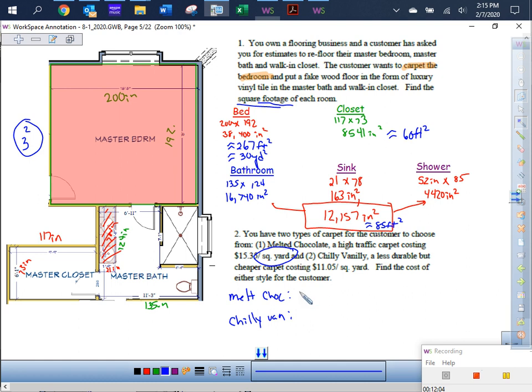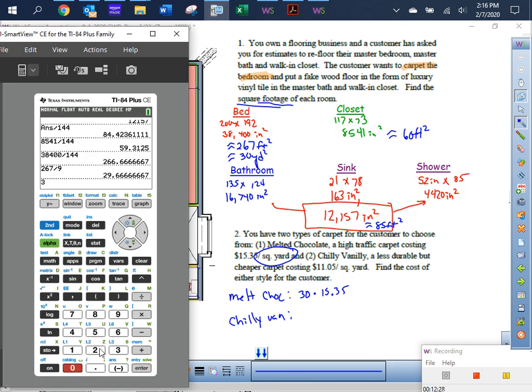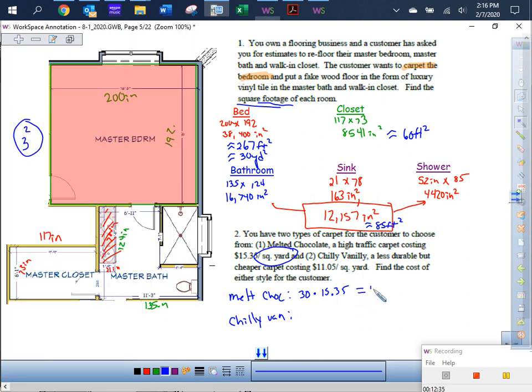And I'll show a little bit of work for melted chocolate. We got 30 square yards that they'd have to order. And we'll take that times the 15.35. We'll punch that in. See how much that's going to cost them. 30 times 15.35. I should mention that we need to show all this work. Like, just having a bunch of numbers down doesn't do us any good. It's like the customer wants to know where this stuff came from. So here's our figuring, and this is how much the melted chocolate would cost them if they wanted that.